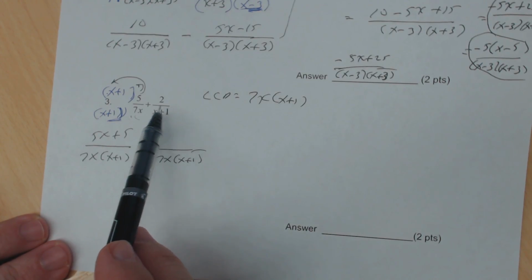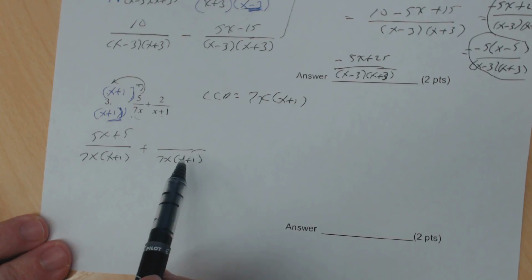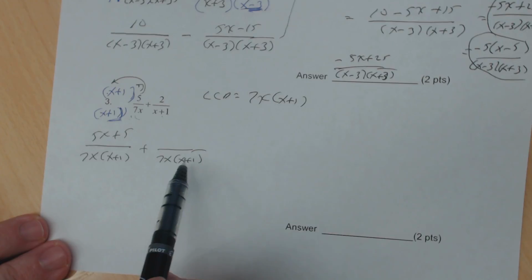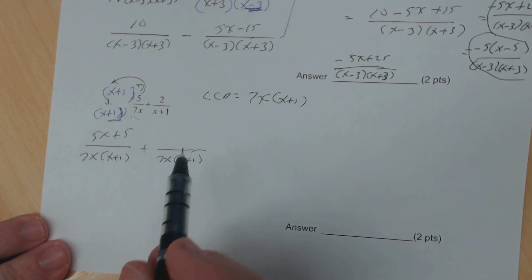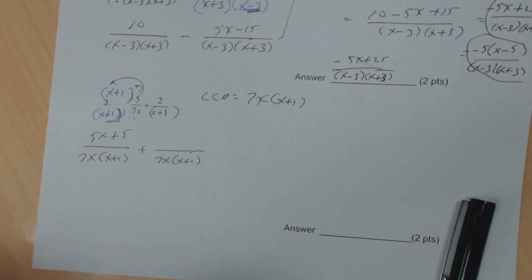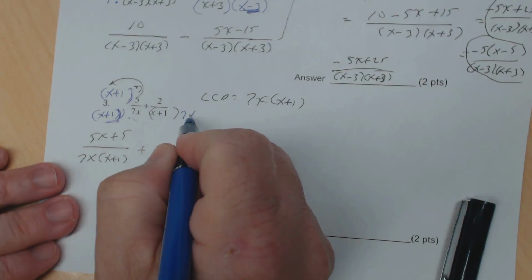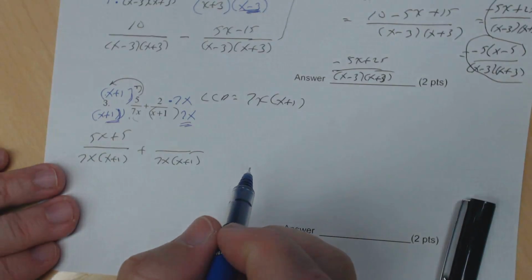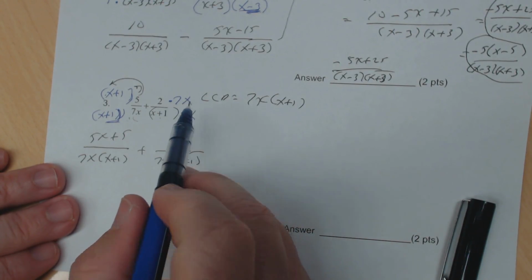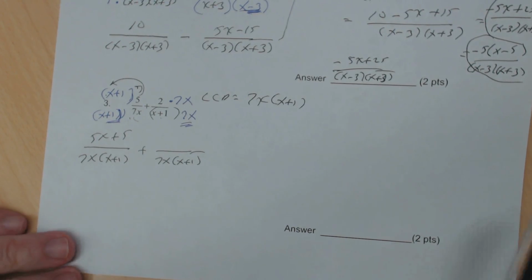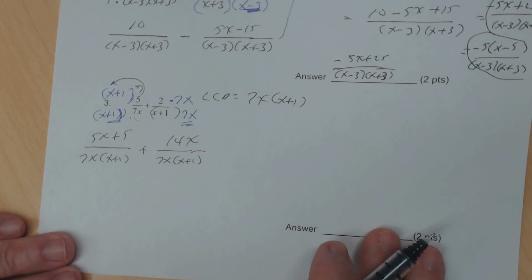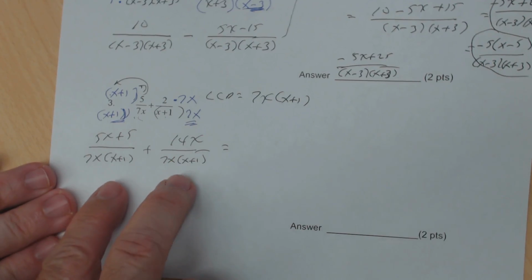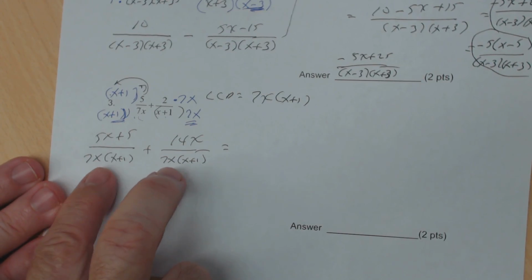All right, over here, I have an x plus 1. I need an x plus 1, so I already have those. What I don't have is that 7x. So I've got to multiply that, putting it in parentheses, times 7x. Now, what I do to the denominator, I have to do to the numerator. And so now 2 times 7x is 14x.